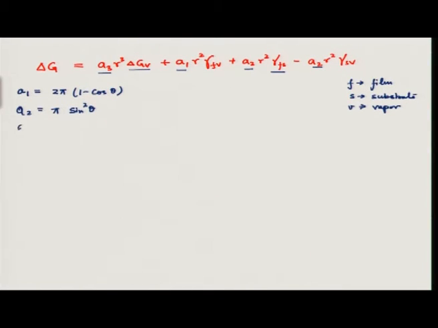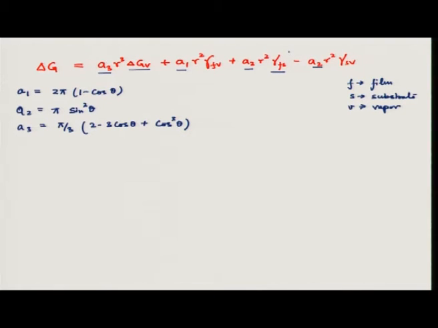And A3, which is given by pi by 3 (2 minus 3 cos theta plus cos cube theta), is multiplied by R cube, the volume. So, this is the total energy change when a nucleus which forms an angle theta from the substrate is formed.